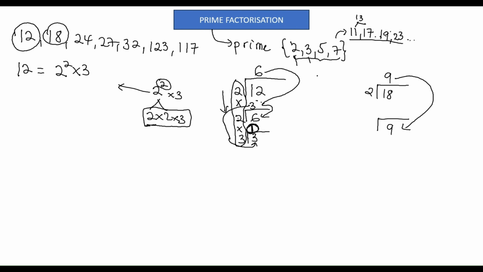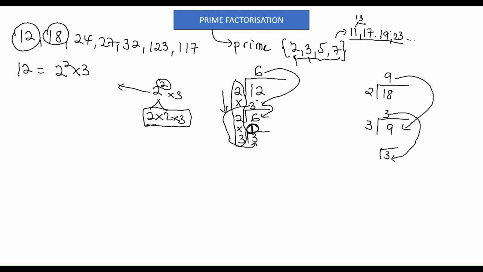So we go back to our prime set again. Can 2 enter 9? No. Can 3 enter 9? Yes. So we now divide by 3. 3 will enter 9 how many times? 3 times. Now we use that 3 as the answer that we got from the previous division. So it becomes 3.